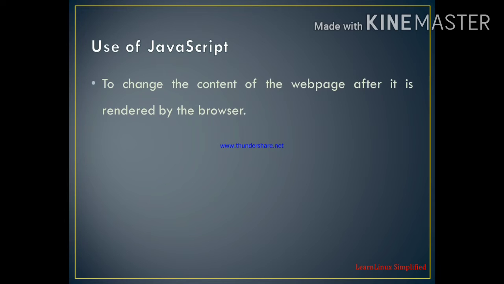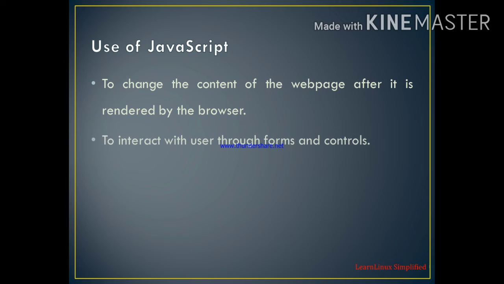Means once the web page is displayed on the browser, we can make changes to the content through JavaScript. Like once the page is displayed and the user points towards a certain image, picture or icon, then the corresponding details should be displayed in a floating window or in a browser window, right? Those are the kinds of changes which we can add through JavaScript in a web page.